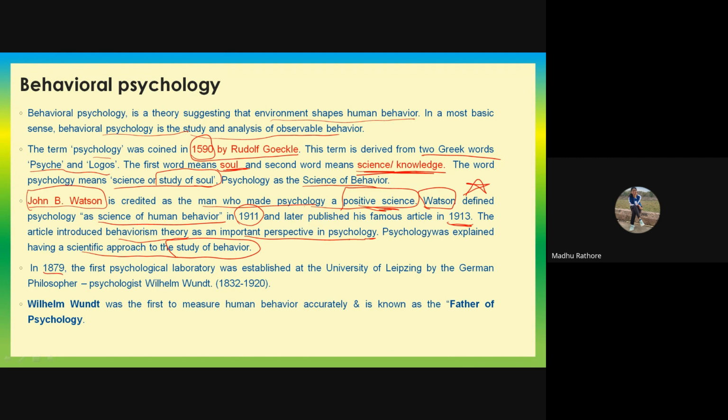In 1879, the first psychological laboratory was established at the University of Leipzig by the German philosopher and psychologist Wilhelm Wundt. A direct question can also be asked: who set up the psychological laboratory for the first time in 1879 at the University of Leipzig? Wilhelm Wundt was the first to measure human behavior accurately and is known as the father of psychology. He established a laboratory and measured human behavior accurately. And before him, John B. Watson gave the theory of psychology as the science of human behavior in 1911.